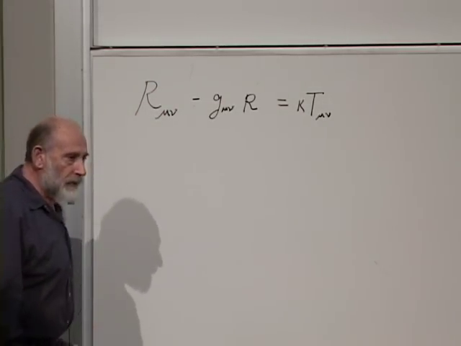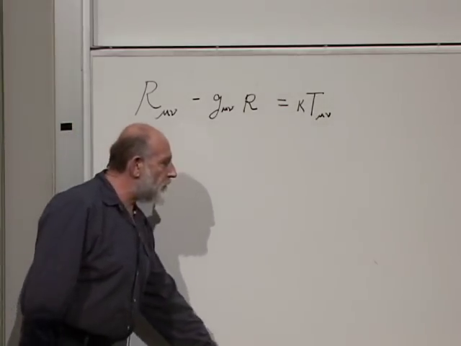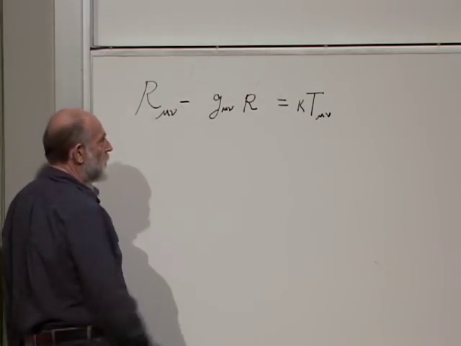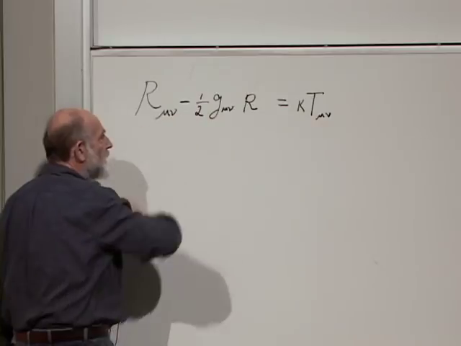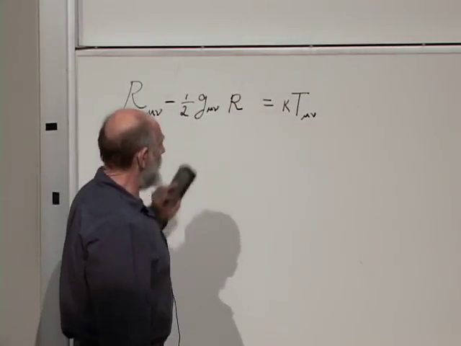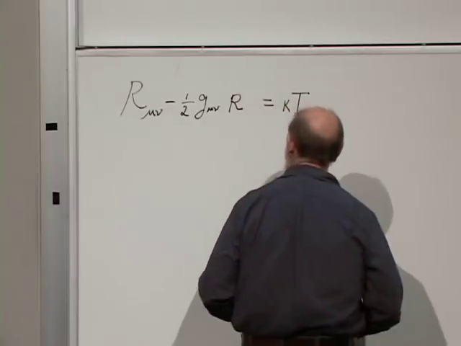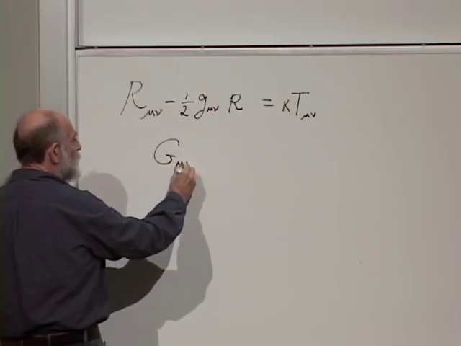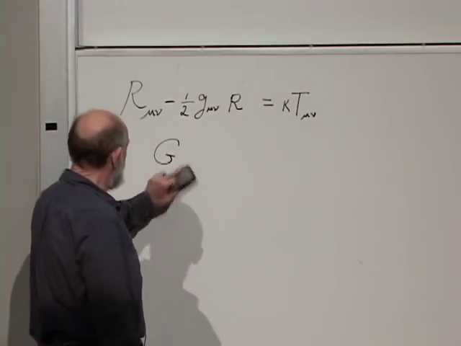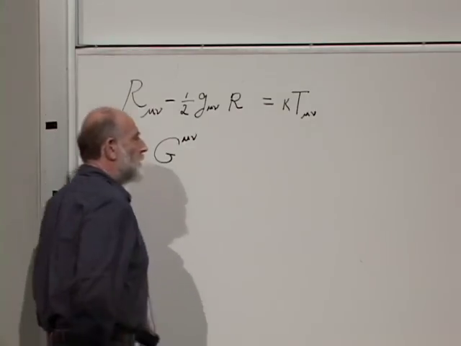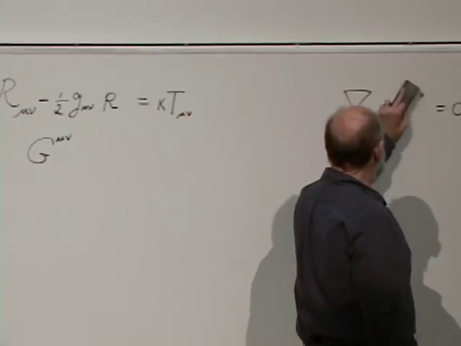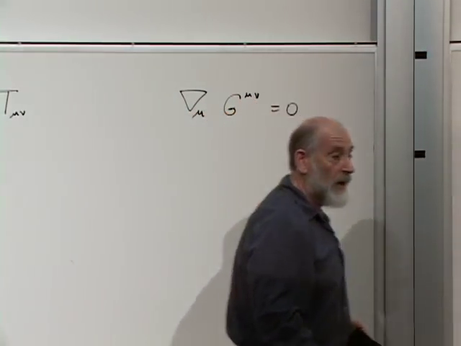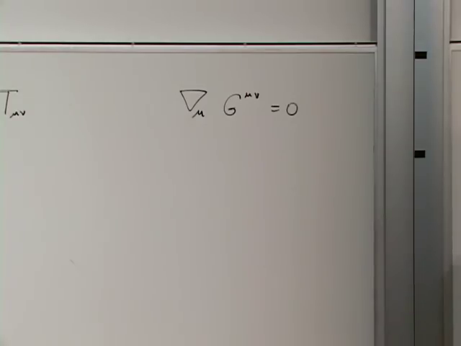And what Einstein discovered is that, very generally, no special assumptions about the geometry, if he put a 1/2 here, then in fact, the left-hand side satisfies, let's see, this tensor as it stands is called G mu nu, G for gravity, or if we put the indices upstairs, G mu nu, it automatically satisfies, for any geometry, this identity. So that fixed the form of Einstein's equations.